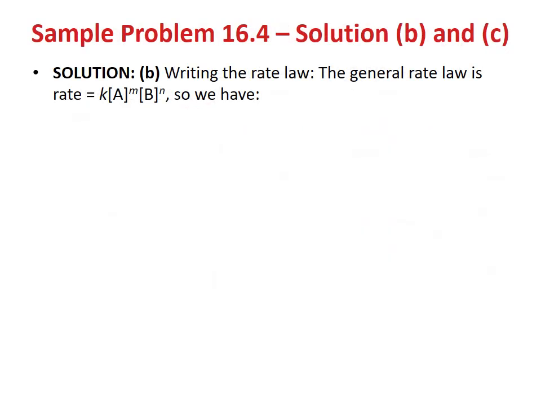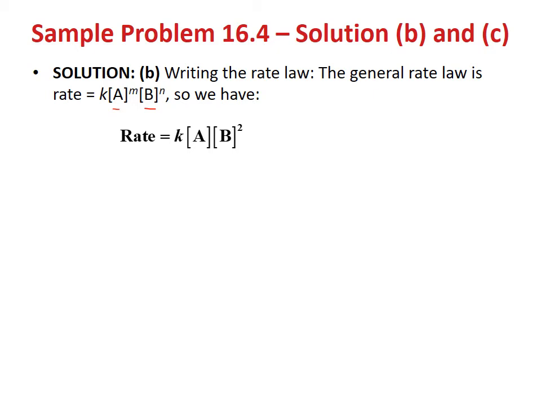In part B, it asks us to write the reaction rate law. From part A, we already know the reaction is first order with respect to A, second order with respect to B. So the reaction rate law should be k times A times B to the second power.